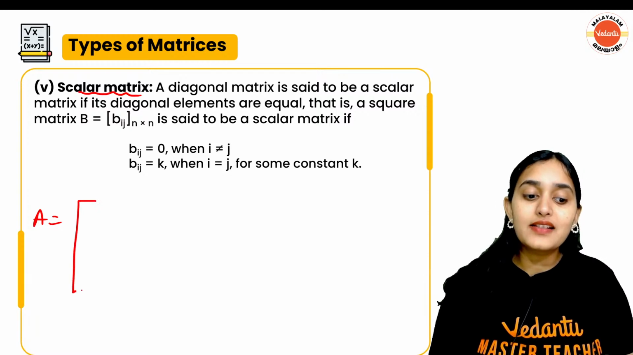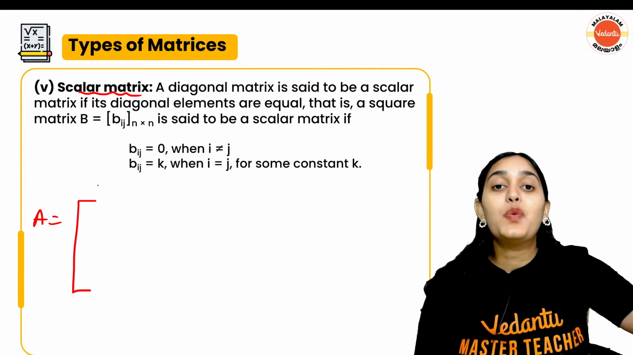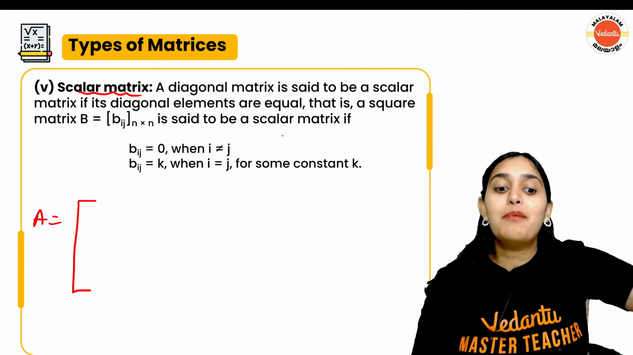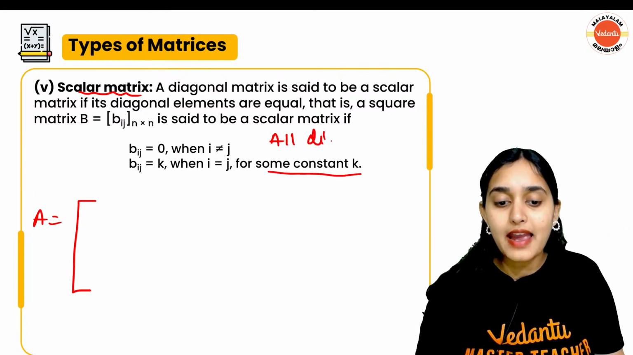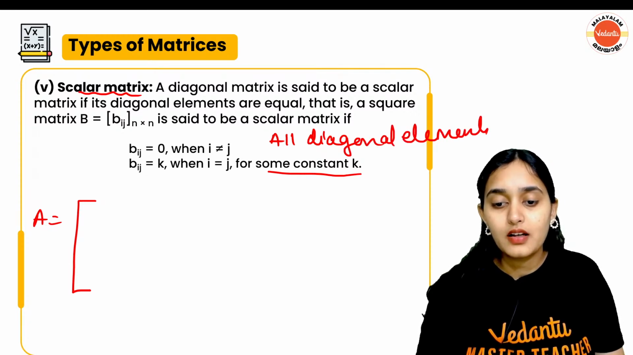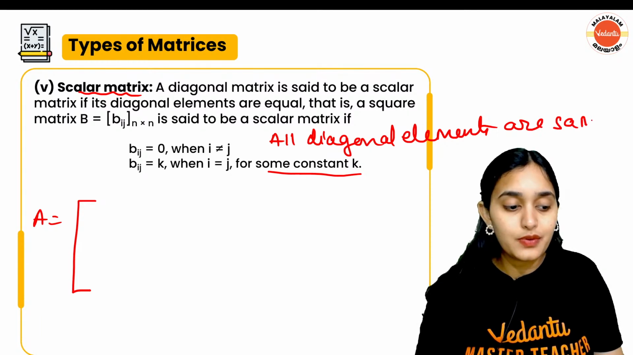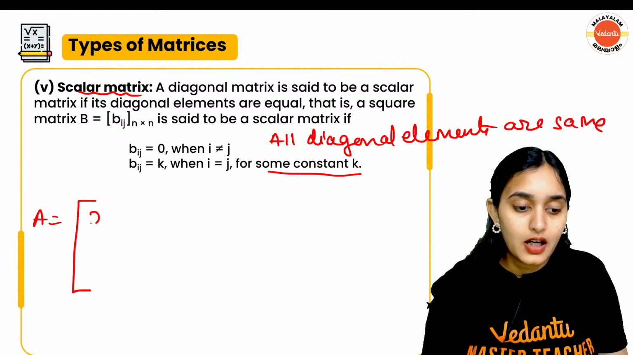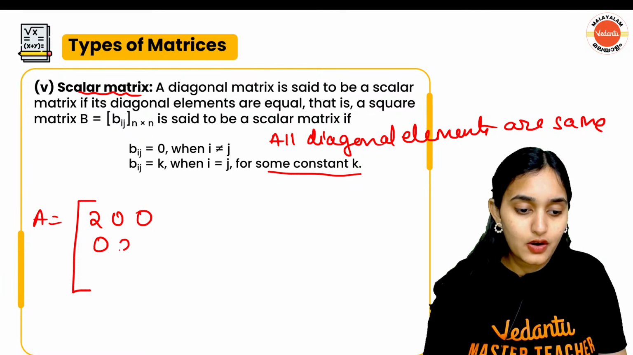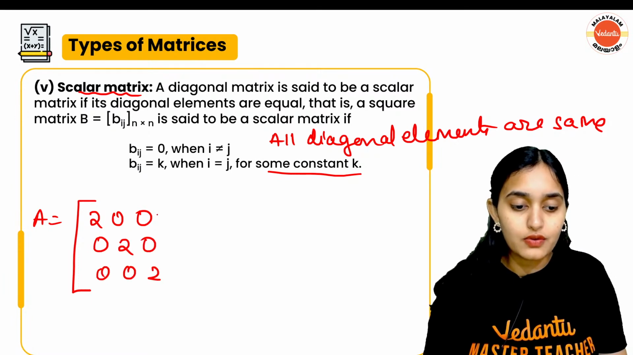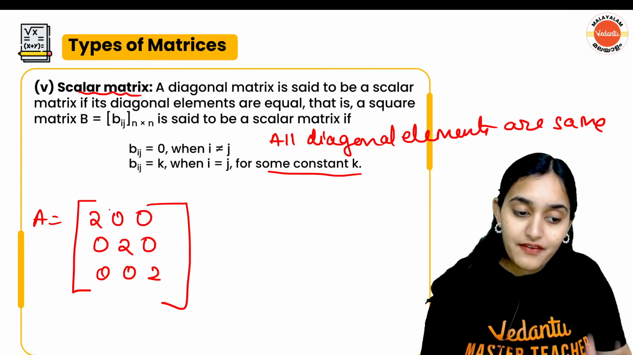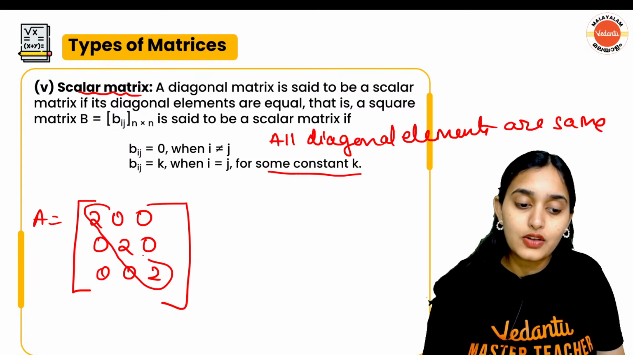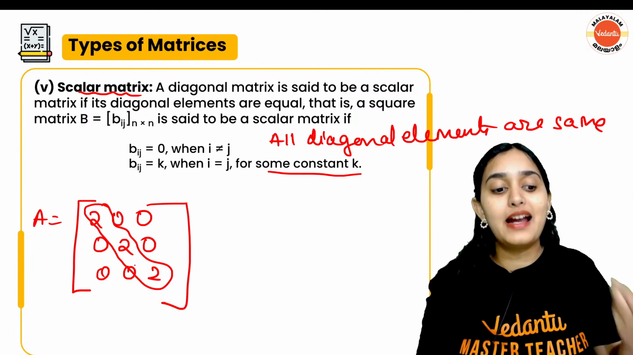Suppose you have a square matrix which is a diagonal matrix, but all the diagonal elements are the same. All diagonal elements are the same. For example, 2, 0, 0, 0, 2, 0, 0, 0, 2. It is a scalar matrix where every diagonal element is 2 and all the other elements are 0.